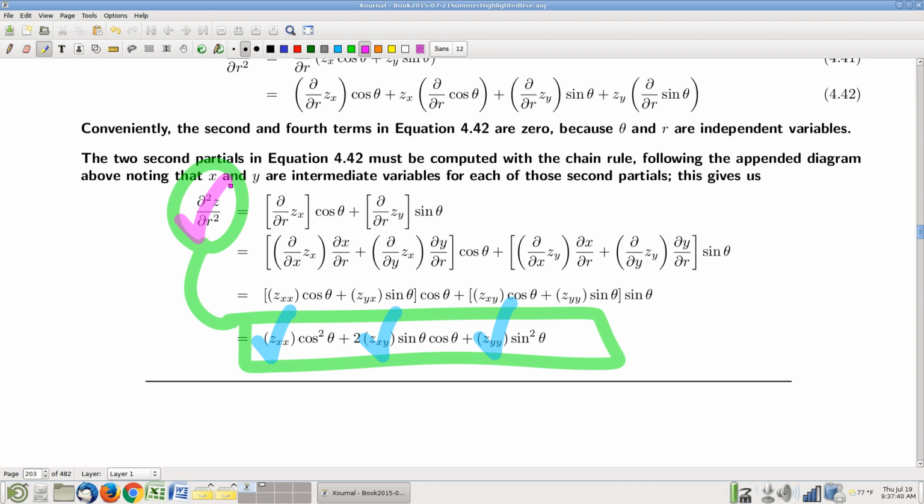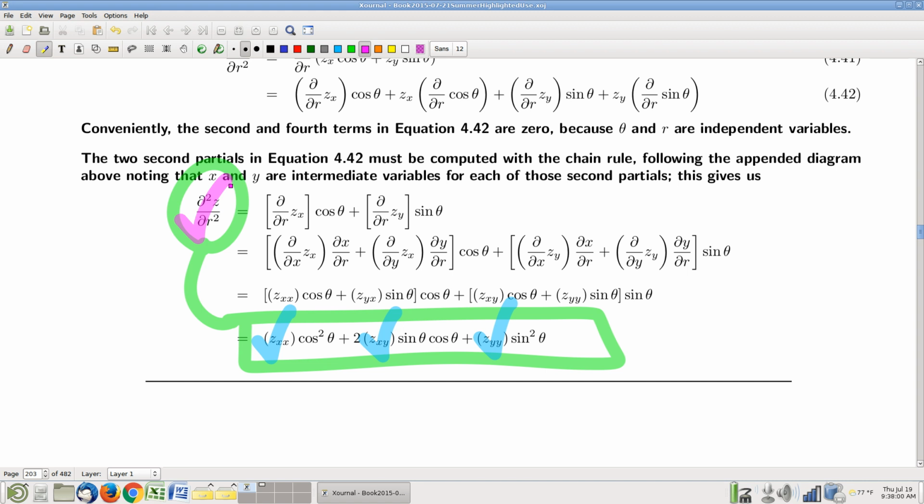Well, I guess the only way that you could replace that z_xx cosine squared theta plus z_yy sine squared theta using the identity would be if it was the same coefficient. They aren't, so you can't. Yeah, close but no cigar, as they say.